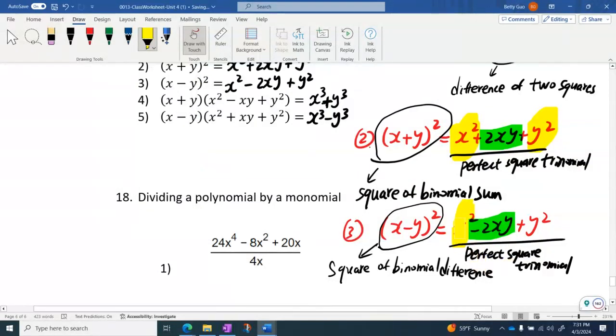The first term is the square of x. The last term is the square of y. In the middle, the green one is a negative twice the multiplication of the two bases x and y. So remember the pattern, okay? Remember, very symmetric, very symmetric.